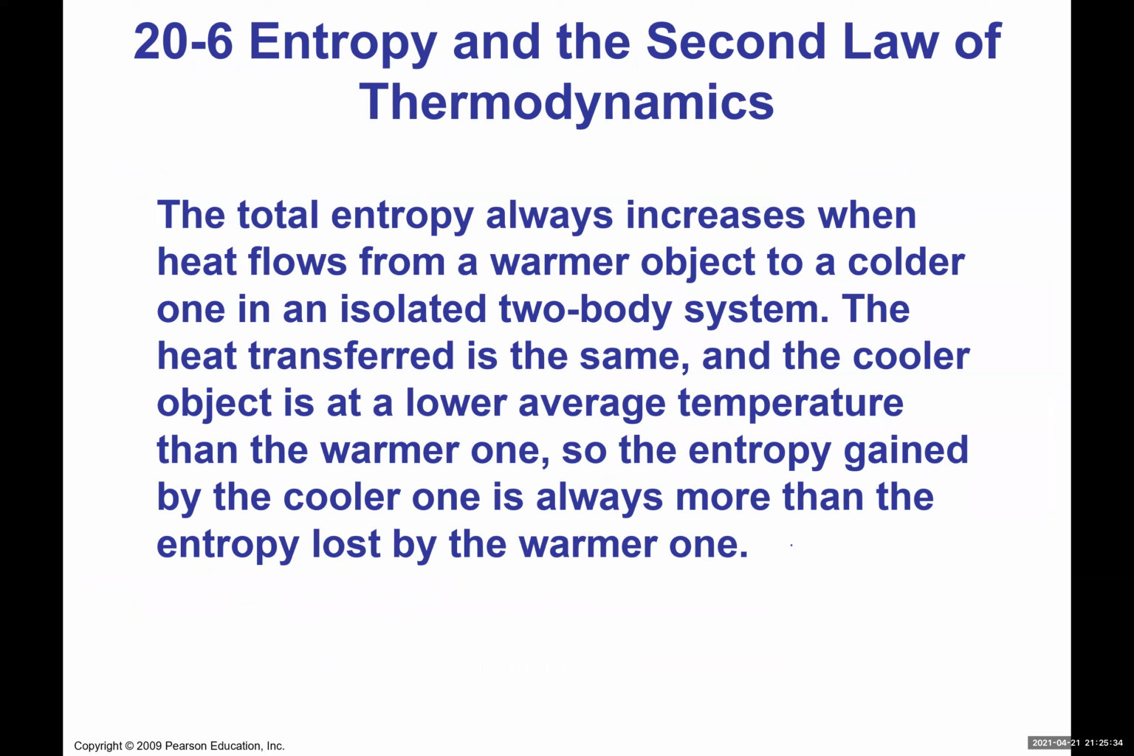So the total entropy always increases when heat flows from a warmer object to a colder one in an isolated two-body system. That means the previous slide basically had an isolated two-body system with different temperatures, and energy always goes from hot to cold, and the total entropy always increases for this type of process. So the heat transferred is the same, and the cooler object is at a lower average temperature than the warmer one. So the entropy gained by the cooler one is always more than the entropy lost by the warmer one.